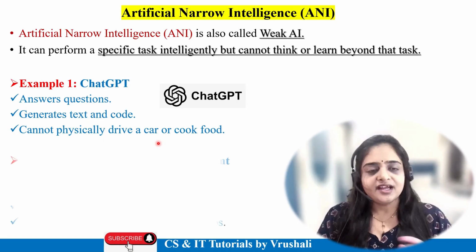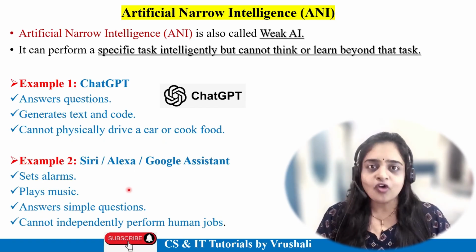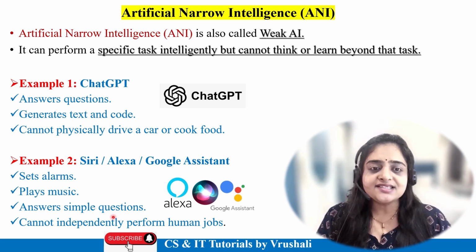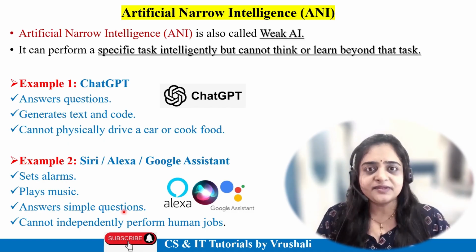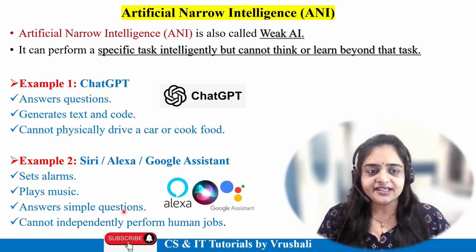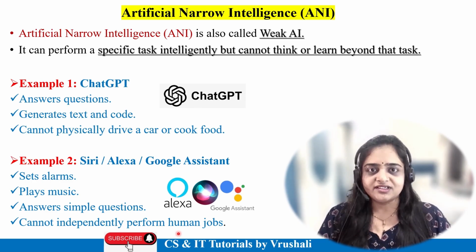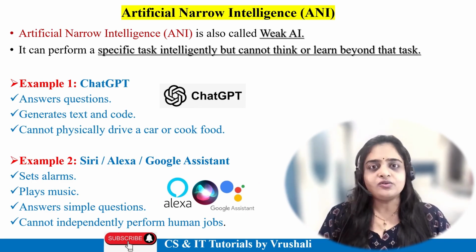Got it? Another example is a voice assistant, like Siri, Alexa or Google Assistant. All these assistants work on human instruction. They can set an alarm, play music, and answer simple questions as per the instruction, right? But they cannot independently perform a human job. So this is called narrow AI.